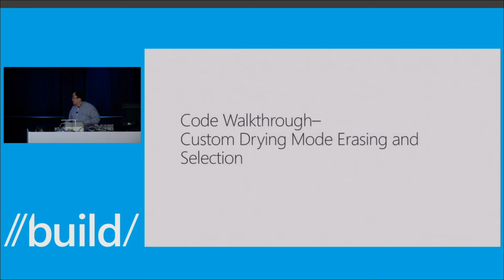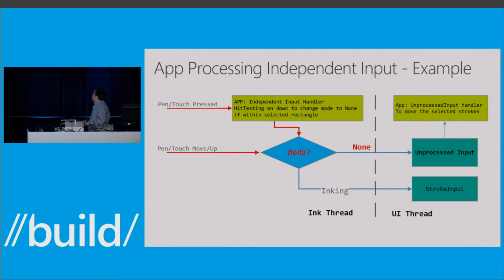The next topic is about how to go deeper: run some lightweight code on the background thread to do lightweight hit testing, and dynamically change the input processing mode to none, so that if the pen is outside the selected rectangle, it's inking. If it's within that rectangle, you transform the selected ink strokes. It's very simple.